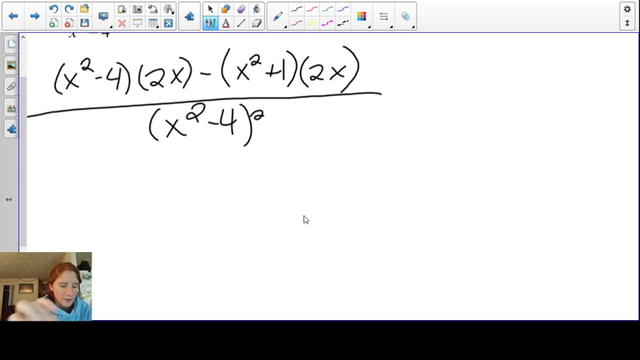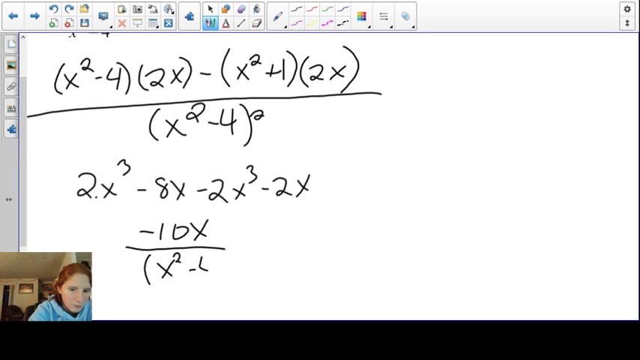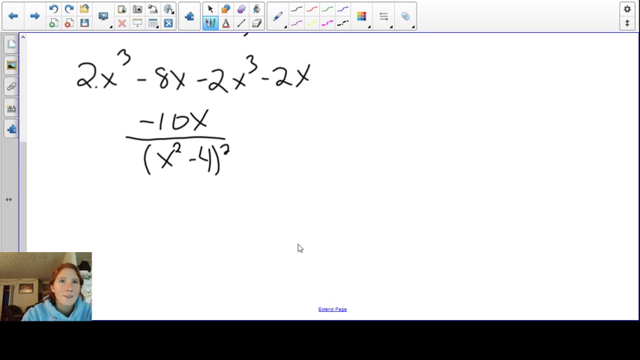So when I simplify this guy out, I get 2x cubed minus 8x minus 2x cubed minus 2x, which gives me a whopping negative 10x all over that denominator squared. And guess what, boys and girls? We get to do it all over again.